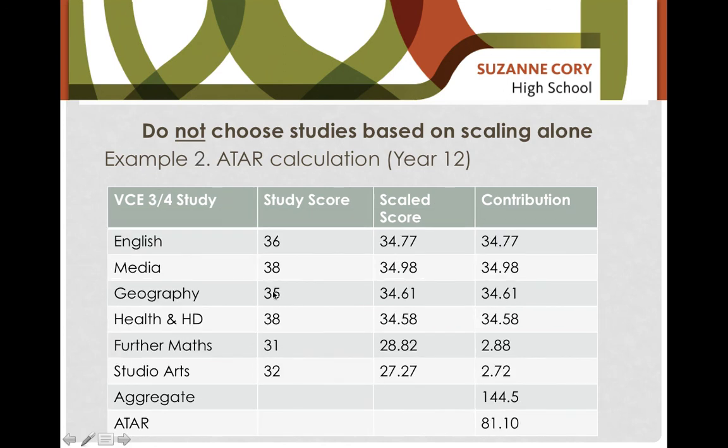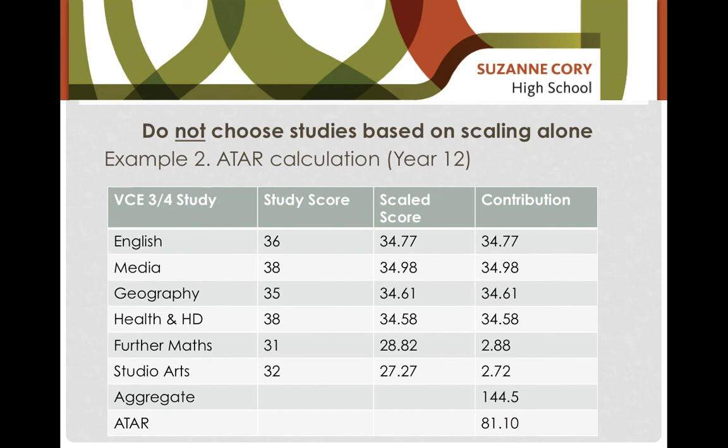On the other hand, if you have a student who chose subjects that were scaled down, so the student chose these subjects and got good study scores. These are not outstanding study scores, but these are good, solid study scores in those ones. Yes, they go down, but we can see that that student's ATAR is still significantly higher. Because they've chosen things that they're good at, they've chosen things that they're interested in. And that's resulted in them getting decent study scores to start with.